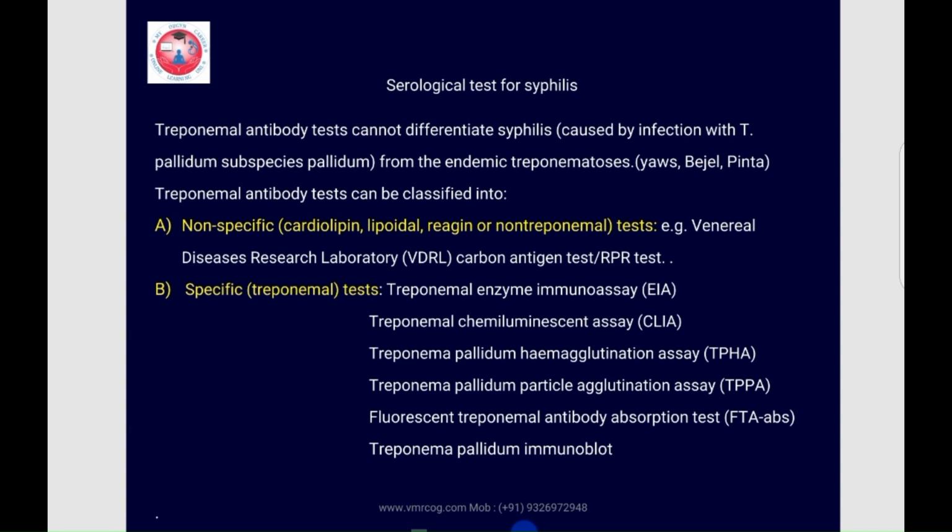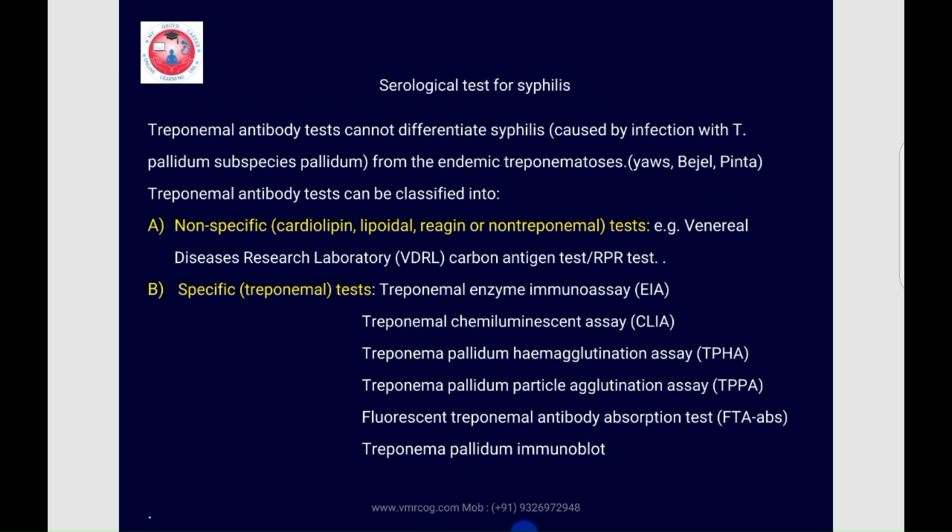So when you have these many tests, we need to know which test and at what time we have to use it. Subsequent slides will be related to these different tests. Out of it, just remember FTA-ABS is not recommended, so do not select that option if it is an EMQ or SBA question. Another thing is that out of these specific treponemal tests, TPHA and TPPA, TPPA is preferred over the TPHA. Treponema pallidum particle agglutination assay will be preferred over the TPHA.